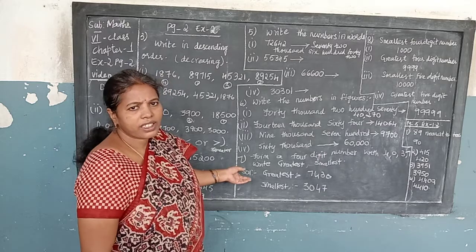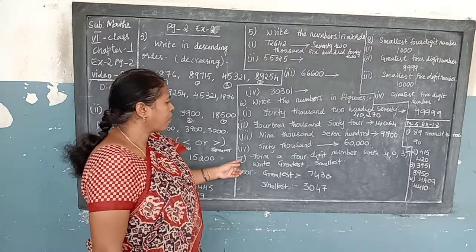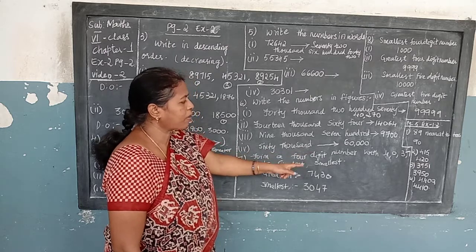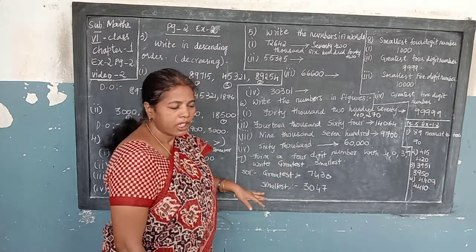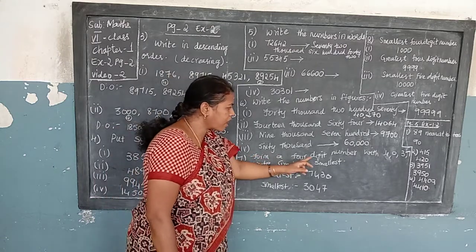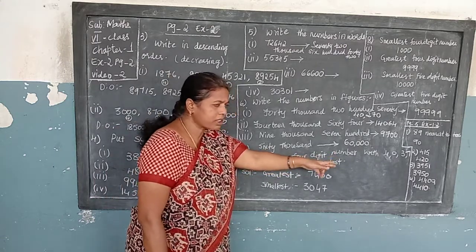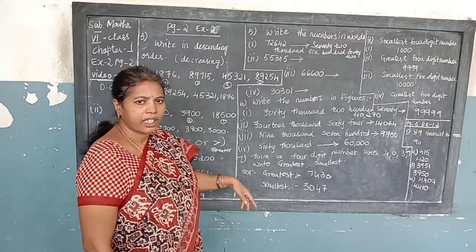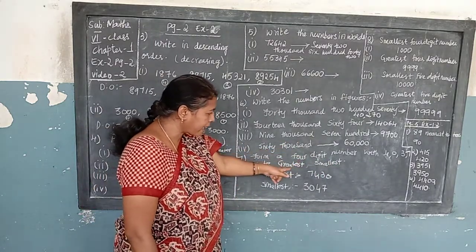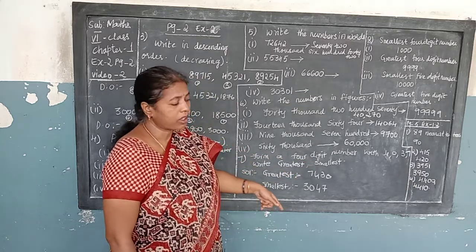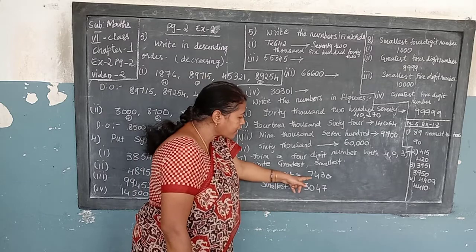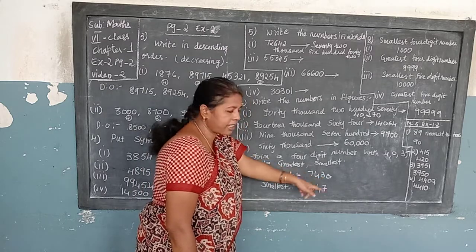Now what is the seventh question they gave you? Form a 4-digit number with 4, 0, 3, 7, they gave. Once more I will repeat, children. Form a 4-digit number with 4, 0, 3, 7. How will you form? From that you should write greatest also, smallest also. Now see, I have written greatest. Greatest is 7,430, children.